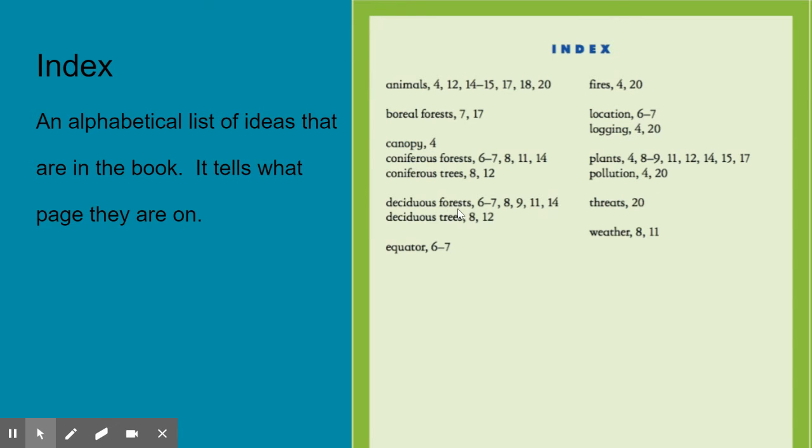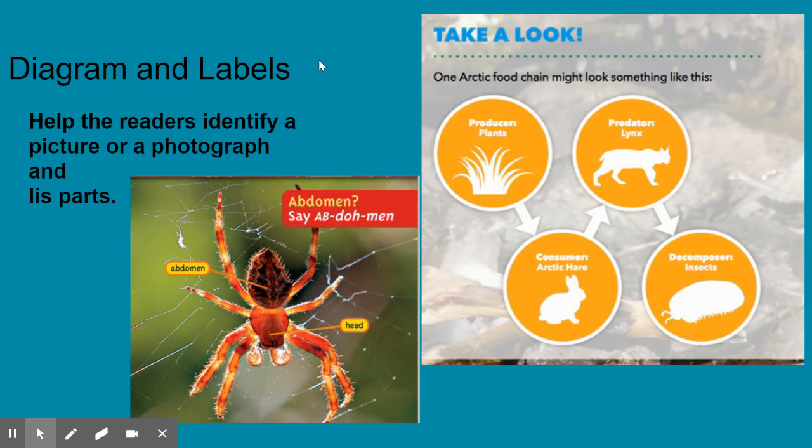Maybe I just want to know about weather. Well, I can flip over there and see, oh, weather is on page 8 and page 11. So that's how I would use an index. And that's usually in the back of my book as well.